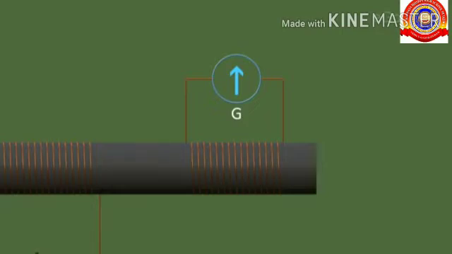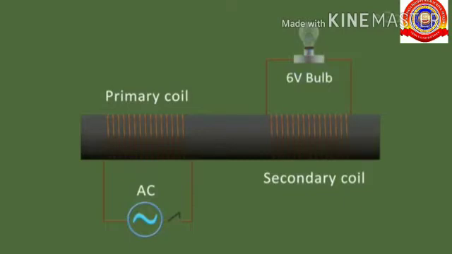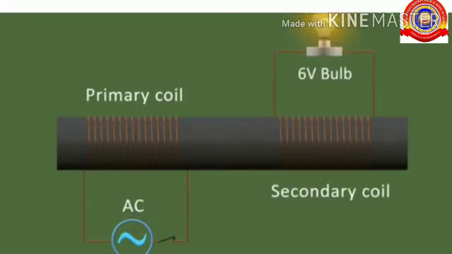Then turn off the switch of the primary coil. At that time also we can see the deflection of the galvanometer in the opposite direction. Here you can see AC instead of DC in the primary coil and a 6-volt bulb in the secondary coil instead of the galvanometer. When the switch is on, we can see the bulb glows continuously. So let's see what happens here when we use AC instead of DC.